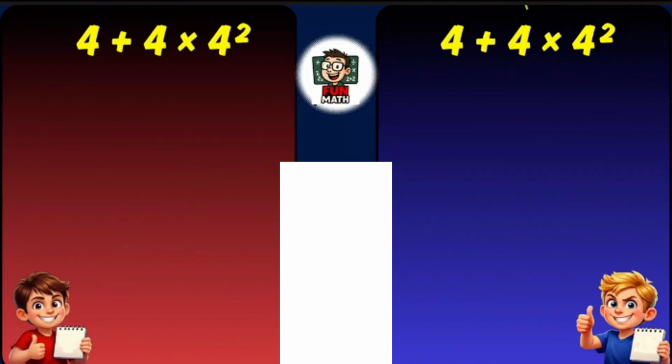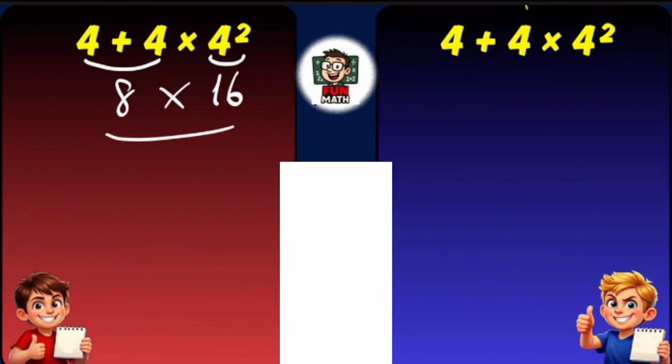Thanks for the like. First, addition. 4 plus 4 equals 8. 4 power 2 equals 4 times 4 equals 16. Finally, multiplication. 8 times 16 equals 128. If you solved the problem this way, you made a mistake.